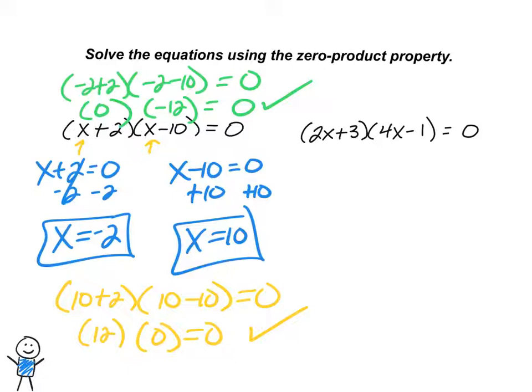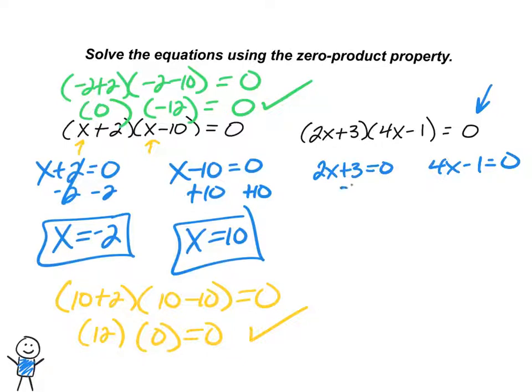All right, let's see if we can apply that to the one on the right. It's the quantity 2x plus 3 times 4x minus 1 equals 0. Since I know the product is 0, I'm able to set both of my factors equal to 0 to solve them. Now, instead of one-step equations like the previous example, these are going to be two-step equations. And you'll start recognizing a pattern.